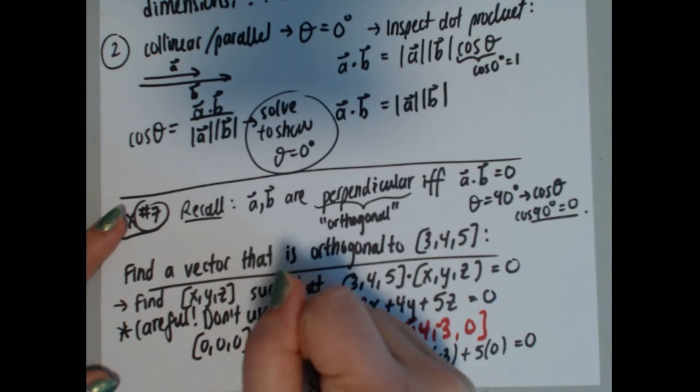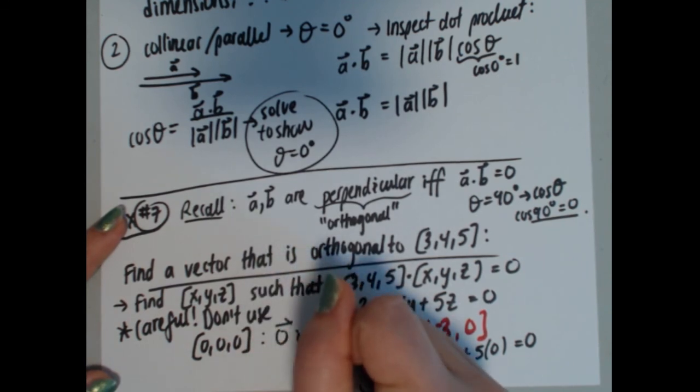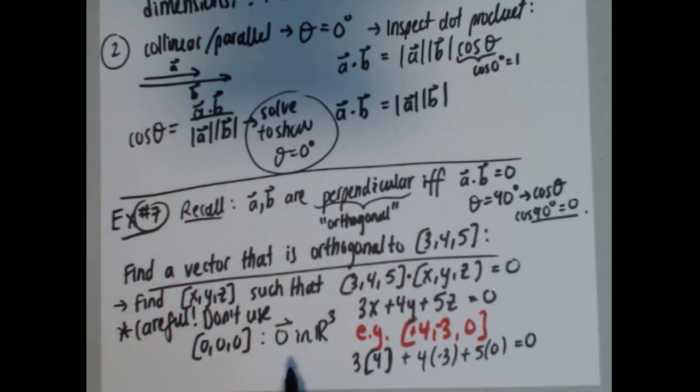Okay, so that is the 0 vector in R3. The 0 vector is just the vector that has 0 in all the dimensions. If you plug in 0, 0, 0, that's not technically a vector that has any kind of length. So do not use that.